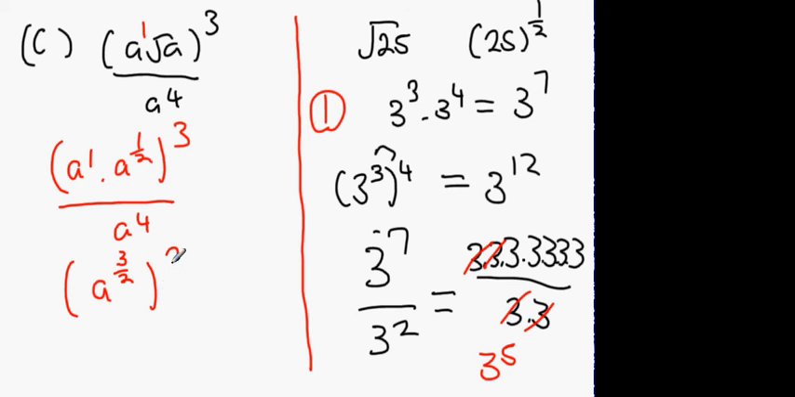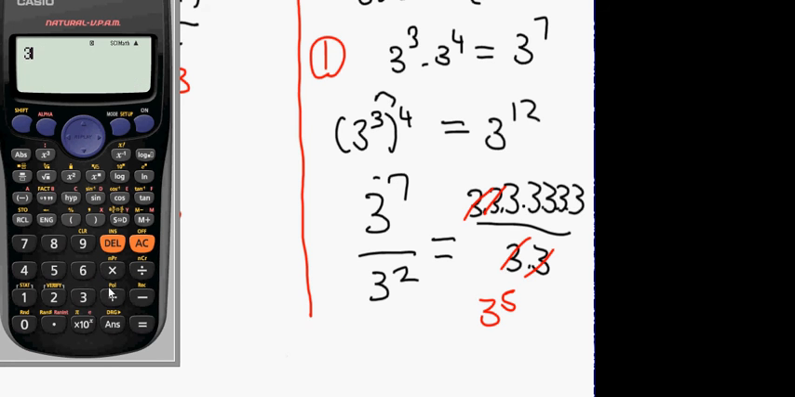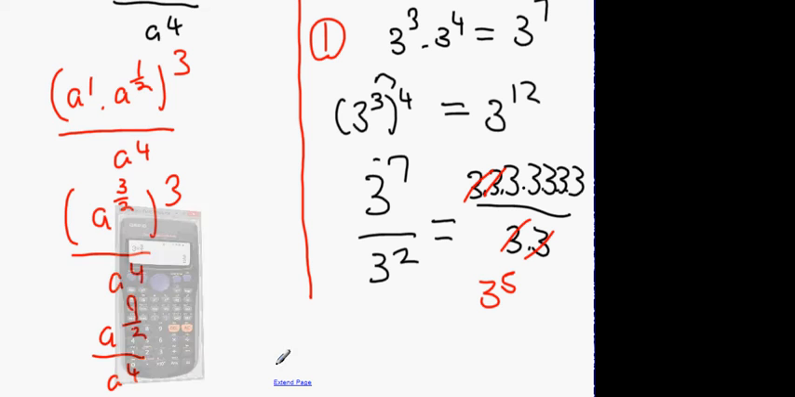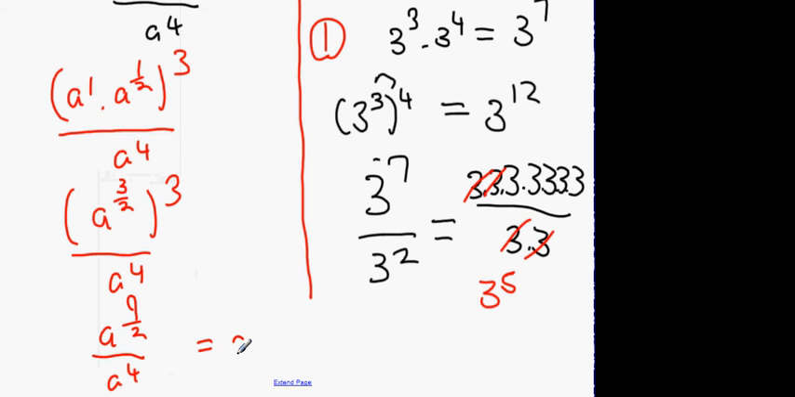Now you're at this stage, and what you're going to do next is use this rule here. You multiply them. So what's 3 times 1.5? 9 over 2. Yeah, it's 4.5, which is 9 over 2, you're right. So it's going to be a to the power of 9 over 2 divided by a to the power of 4. Now what's the next step? It's the take away rule. So it's going to be 4.5 minus 4, which is a half. So the answer is a to the power of a half.